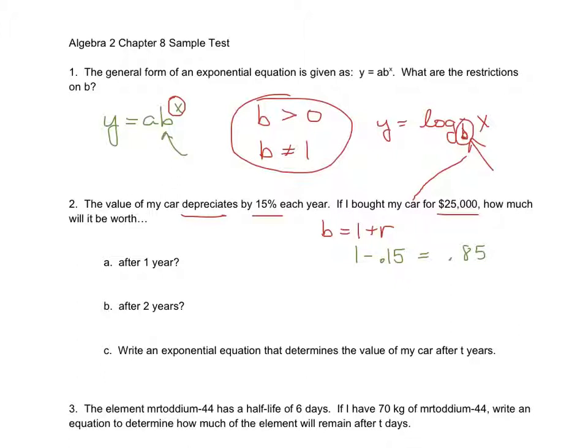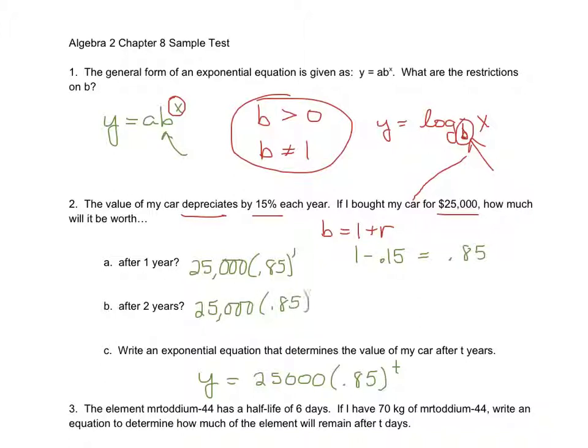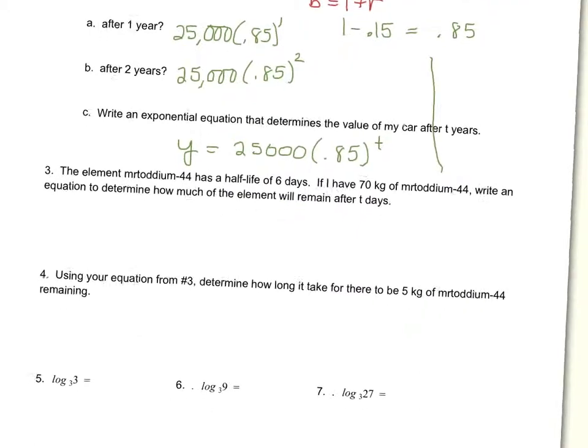And so the general equation, it's actually down here in C, is determined first: my car starts at $25,000, and I get 0.85 of it for every t years that go by. So after 1 year, I get 25,000 times 0.85 to the 1 power. After 2 years, it would be 0.85, and then 0.85 of that. So that's what the exponential does. Alright, let's slide this up now.